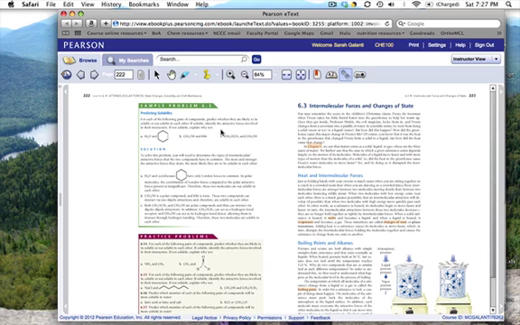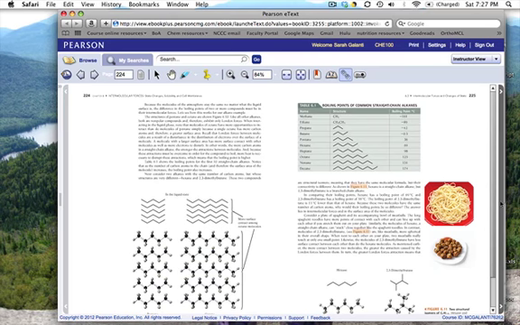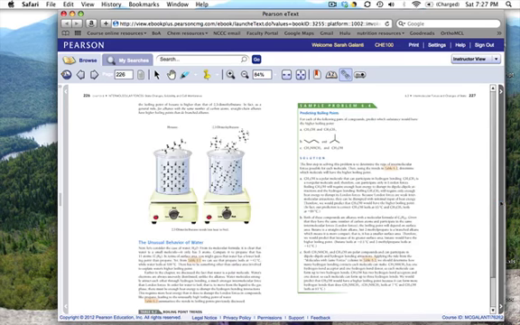So I don't really have many questions on predicting whether two things are soluble in one another. I do, however, have some questions on intermolecular forces and boiling points. So make sure you understand how intermolecular forces affect the boiling points of different compounds.